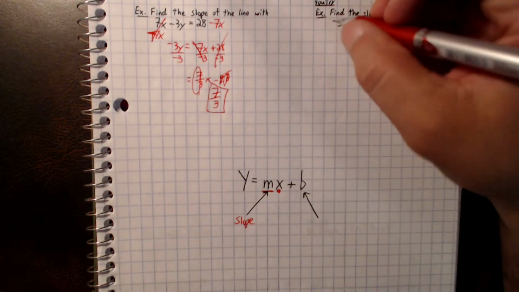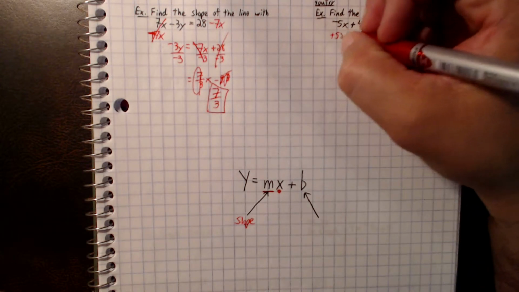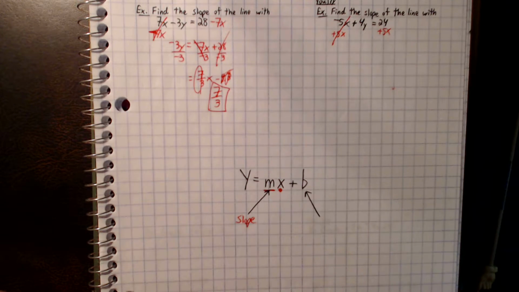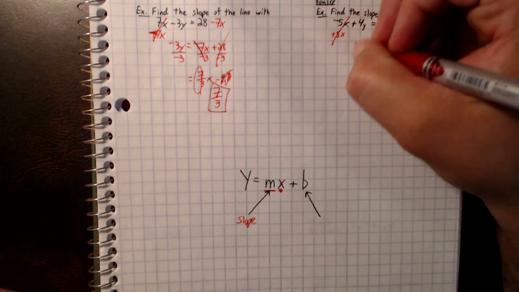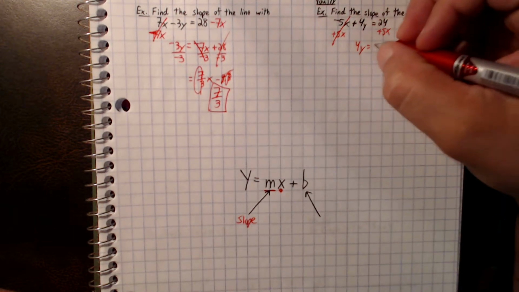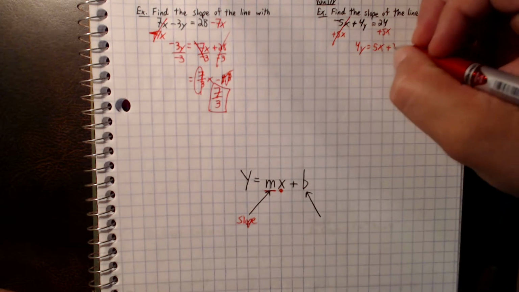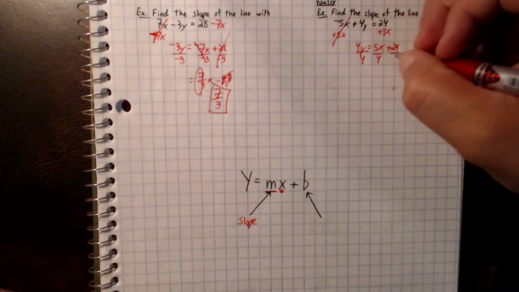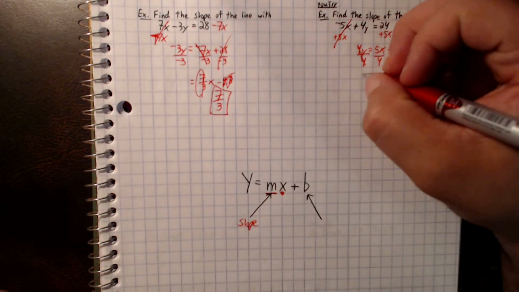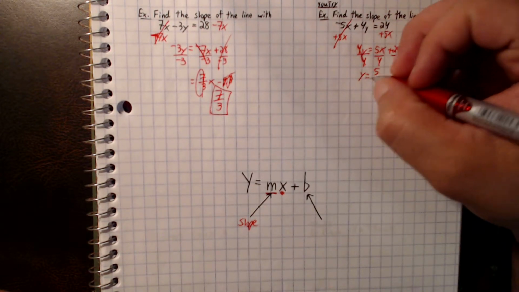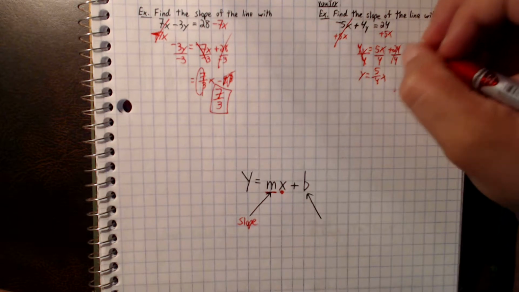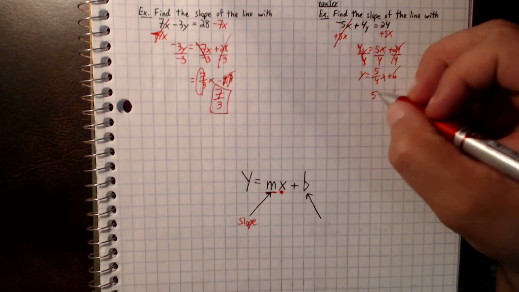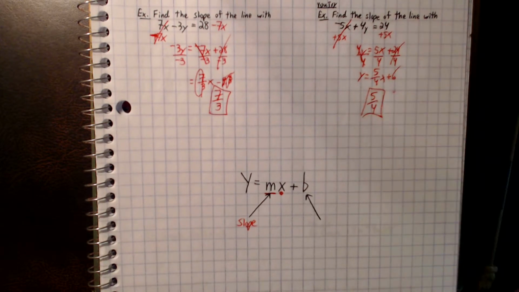Alright. You should have started by adding 5x this time, because it was negative. We need to add it to both sides. So 4y equals 5x plus 24. Then you would have divided by 4. Again, if you do each term individually, it's a little bit easier to see. Right, 5/4x. This becomes a 6, but it doesn't really matter. What we care about is your slope, which here is 5/4.